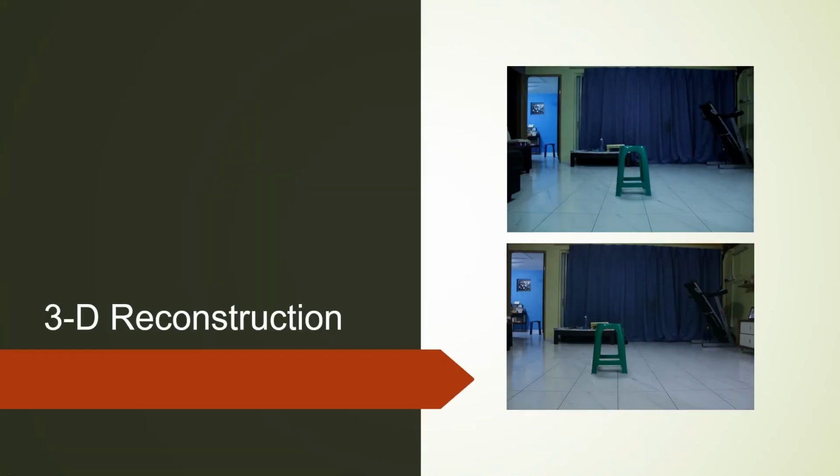Using these calibrated intrinsic and extrinsic properties, a set of image pairs was captured. A green stool was used as the object for 3D point cloud construction.